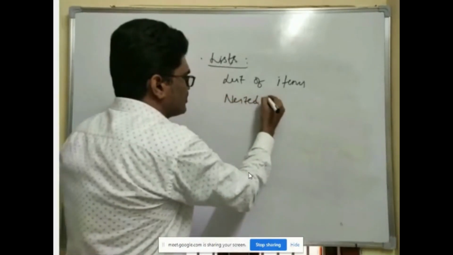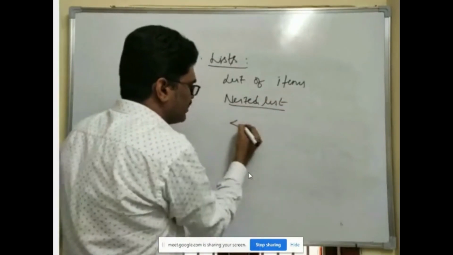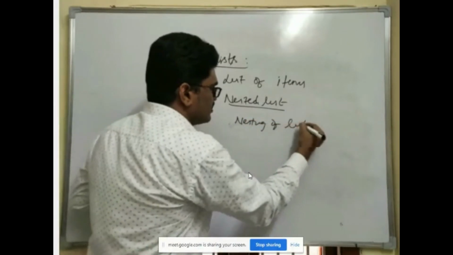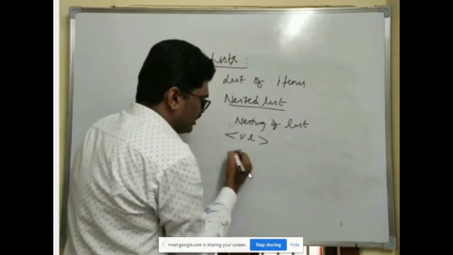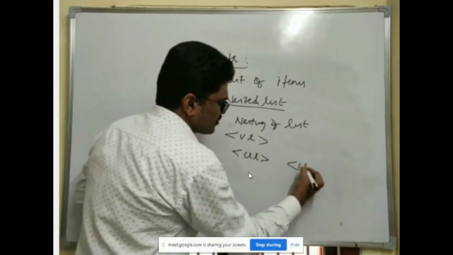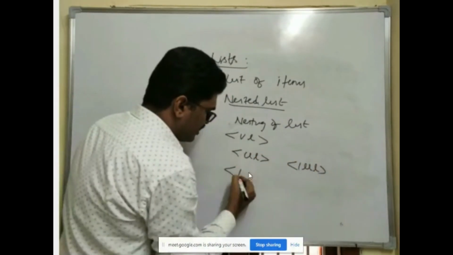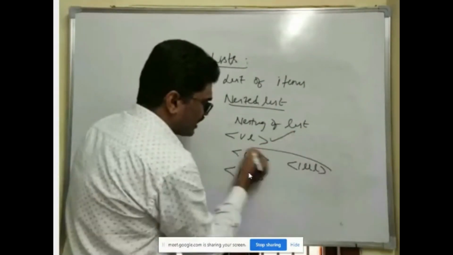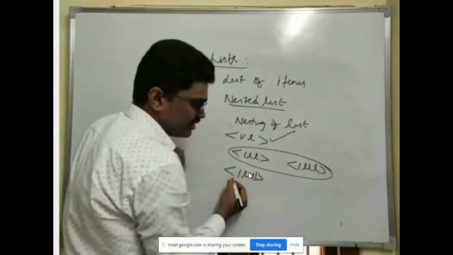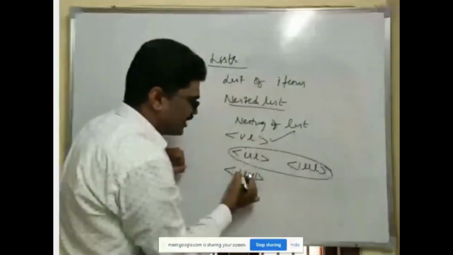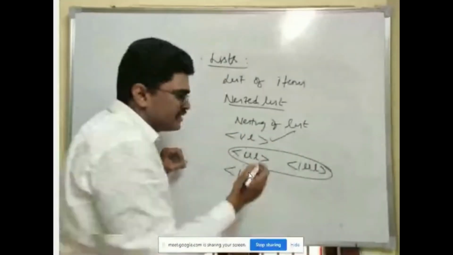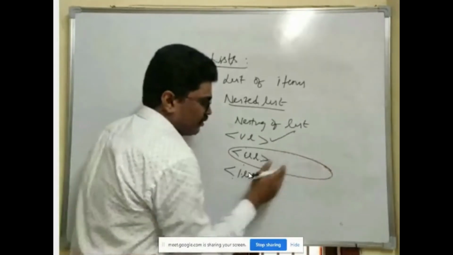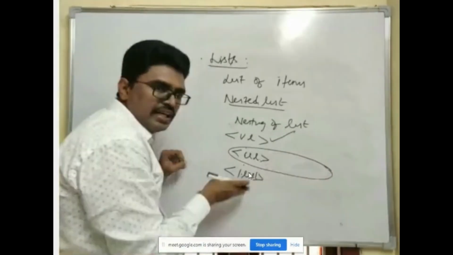The last list is called a miscellaneous list or nested list. It is nothing but nesting of lists. Inside of one list, you can list another list. So inside of this unordered list, I am nesting another list. This is the main list, and inside of this I am having one more sub list. You can nest anything like this, but the precaution you have to take is you have to properly close the tags.